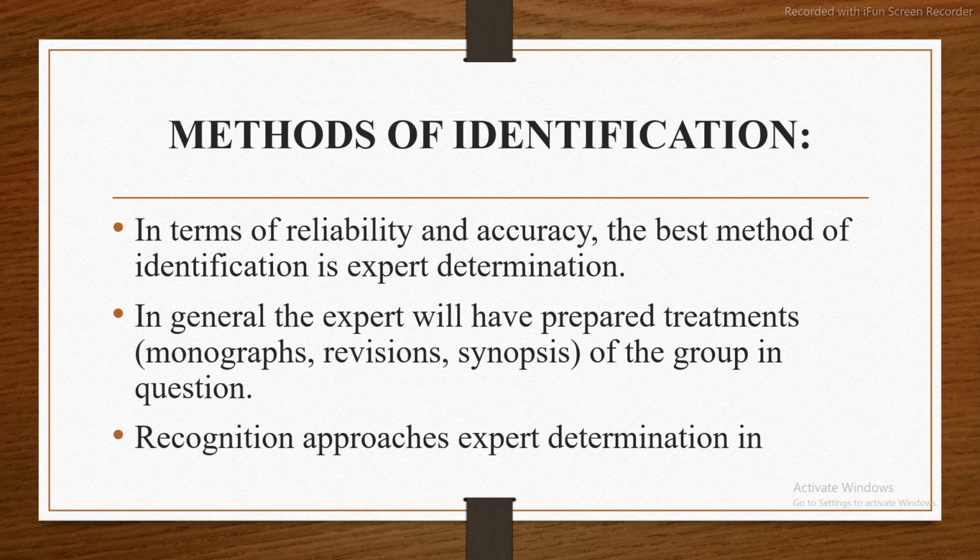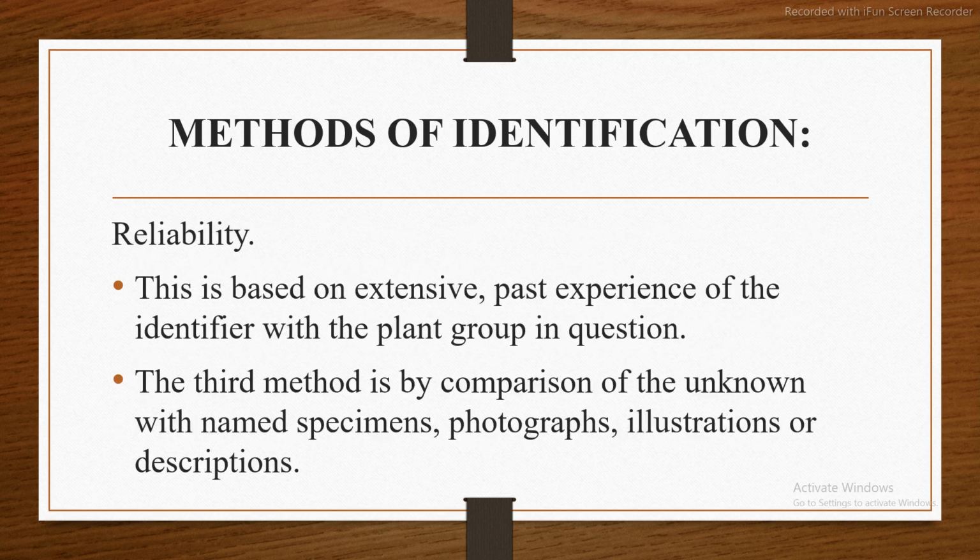In terms of reliability and accuracy, the best method of identification is the first one, which is expert determination. In general, the expert will have prepared treatments like the monographs, revisions and synopses of the group in question. Recognition approaches expert determination in reliability.